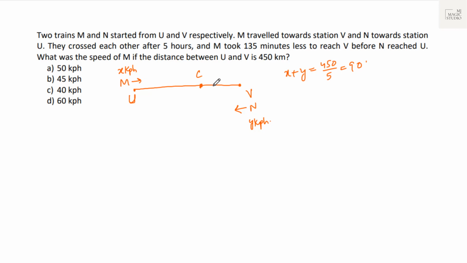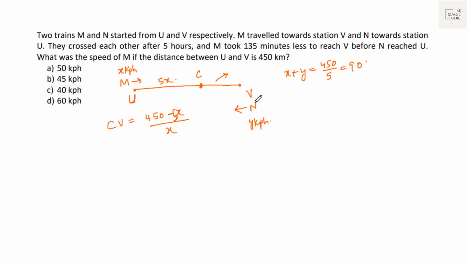Now, in 5 hours, distance traveled by M is 5x. That means the remaining distance CV is 450 minus 5x, which is covered by M at a speed of x. So time taken by M to cover CV distance is 450 minus 5x by x. Sorry, it is 5x. Clear? Good. Now this distance is 5x.